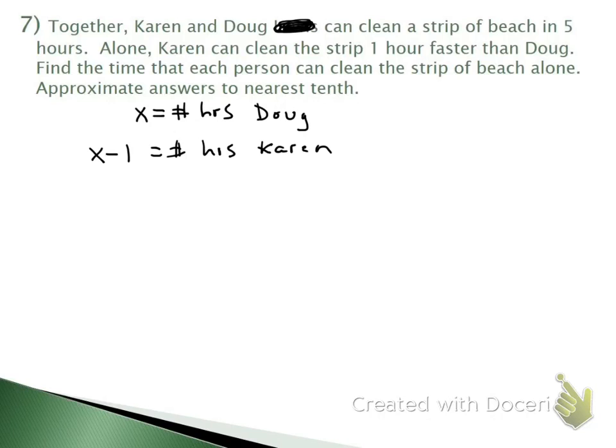Okay? And remember how we do this? We say, well, it takes Doug the job 1, divided by the number of hours x, plus it takes Karen to do the job at a rate of 1 over x minus 1 hours, and together they can do the same job in 5 hours. Yes?